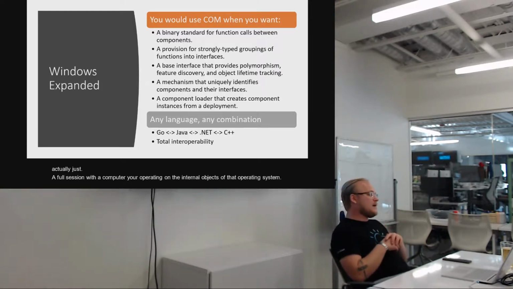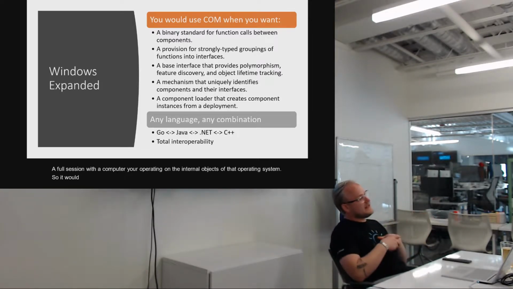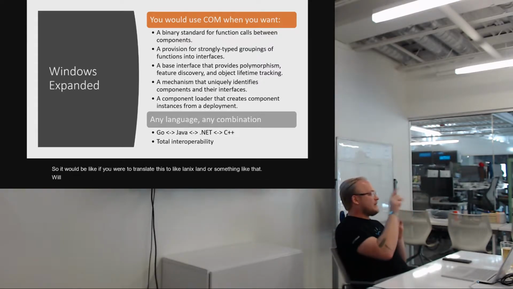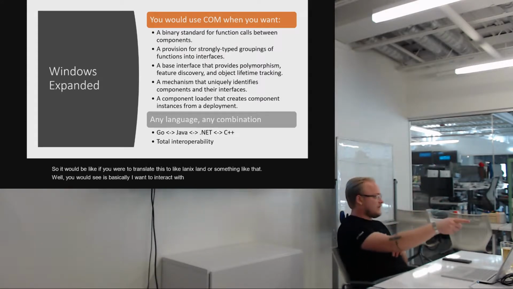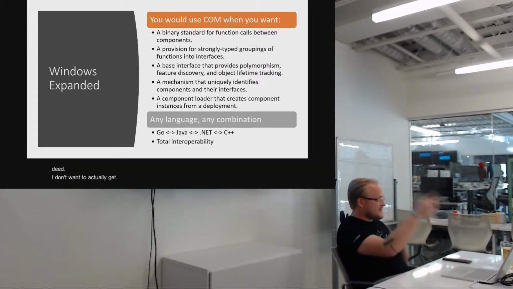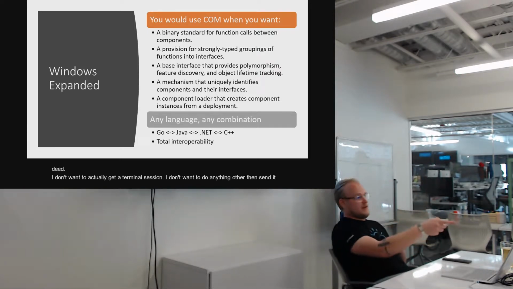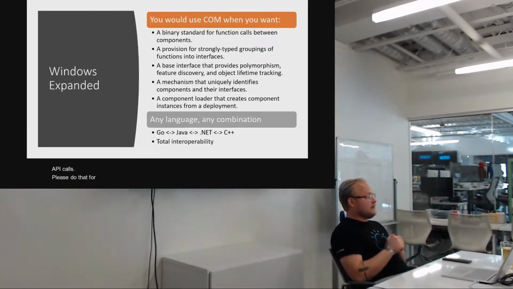If you were to translate this to Linux land, what you would see is basically, hey, I want to interact with that remote Linux server's systemd, but I don't want to actually get a terminal session. I don't want to do anything other than send it API calls. Please do that for me. That's very much what COM is able to do on the Windows side of things. So it's very, very powerful.